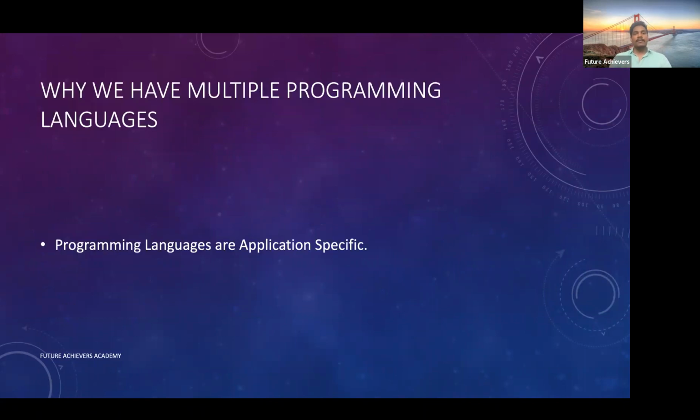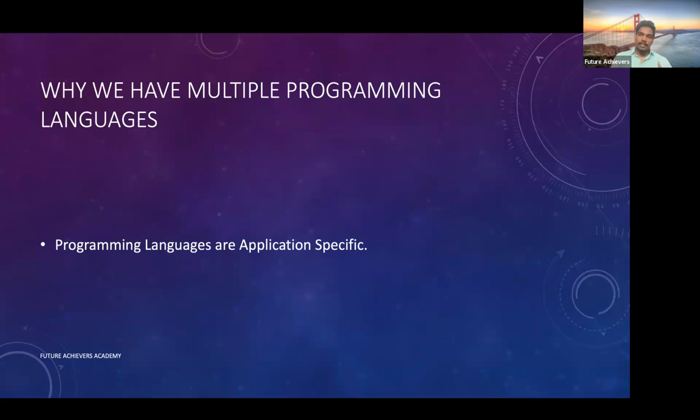Let's go next. Why do we have multiple programming languages? We have them because they are application specific. C language is used to implement systems. The Linux kernel is implemented in C, because it's powerful and efficient. Python is used for artificial intelligence and machine learning. These days, Python is becoming popular in machine learning, deep learning and computer vision, because there are plenty of libraries available for Python. So that's why it is becoming popular.